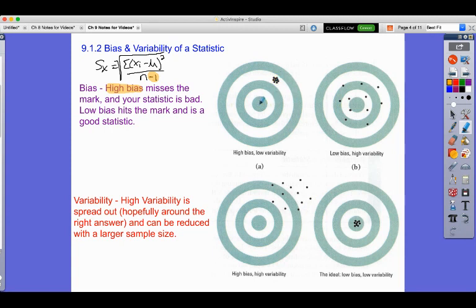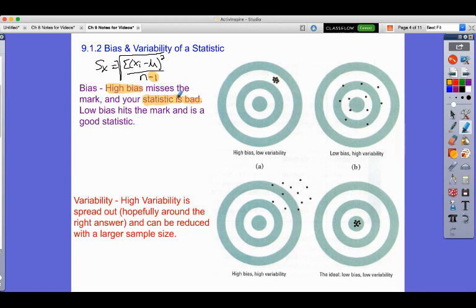So this is like your sight is off. This is just you have bad aim and your sight is off. Here, you have bad aim, but you're at least centered around the middle. Here, you have good aim and your sight is on, okay? So you want your sight to be on. High bias misses the mark, and it means that your statistic is bad.